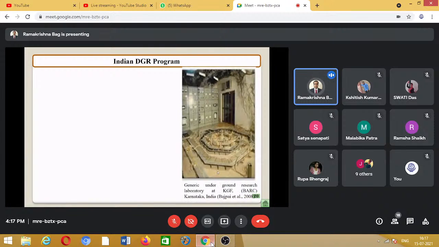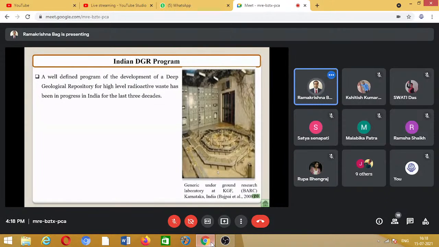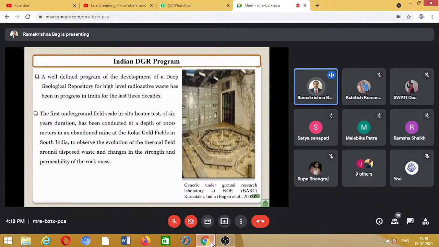In the Indian nuclear disposal program, this is a picture of one of the gold mines in Karnataka, where some kind of test was conducted using the bentonite clay and generating the temperature which is expected in the nuclear disposal repository, and a lot of parameters were tested. A well-defined program is already in place. The first underground field-scale in-situ heater test was of 6 years duration. So the test was conducted for 6 years.